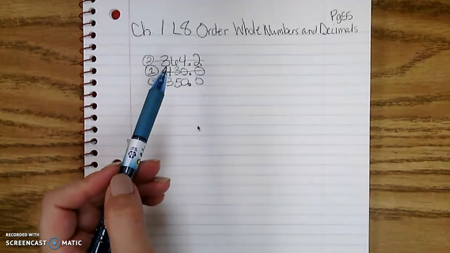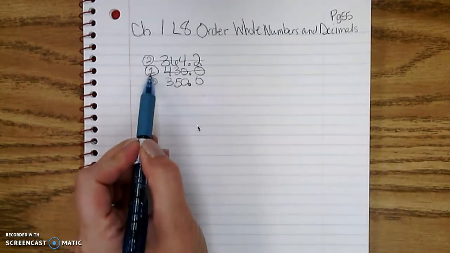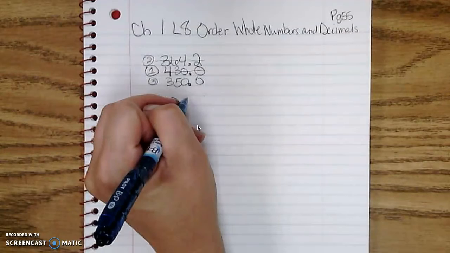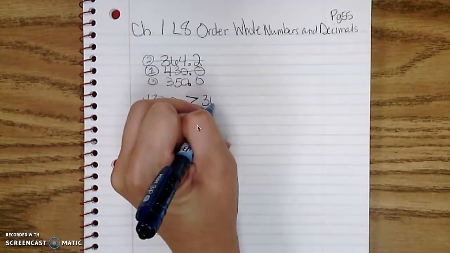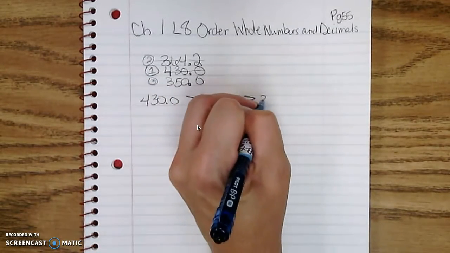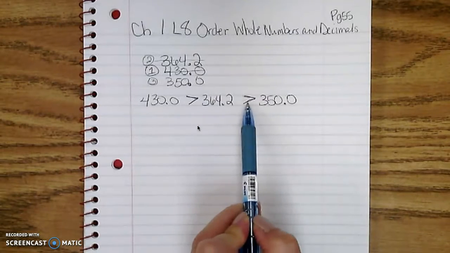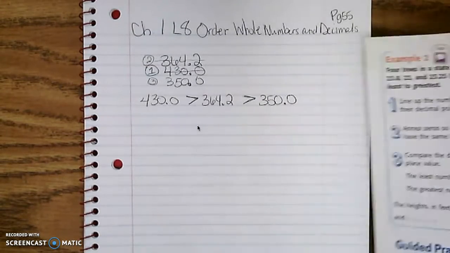what my directions say. So I go back to my book and it says from greatest to least. So that means I'm going to use these in number order. So I start with the number 1. So that tells me that 430 and 0 tenths is greater than number 2, 364 and 2 tenths, is greater than number 3, 350 and 0 tenths. And so that would be my answer. When I write my orders and my compares, I want to use those symbols to show if I'm doing from greatest to least or least to greatest.